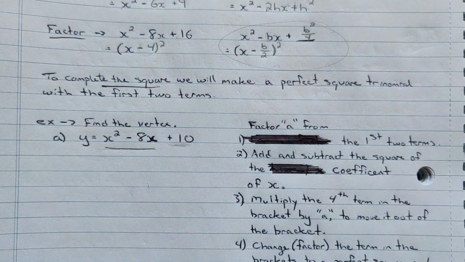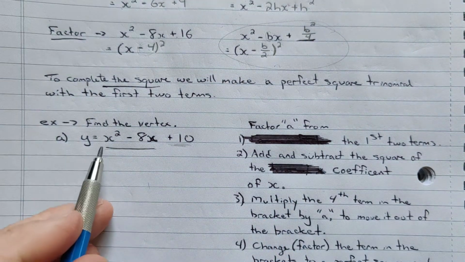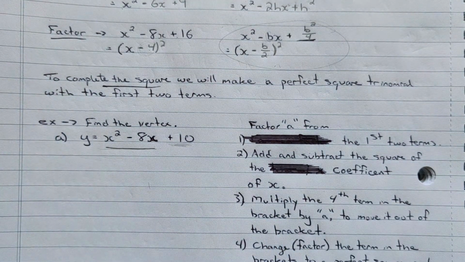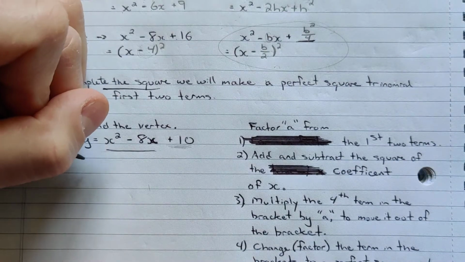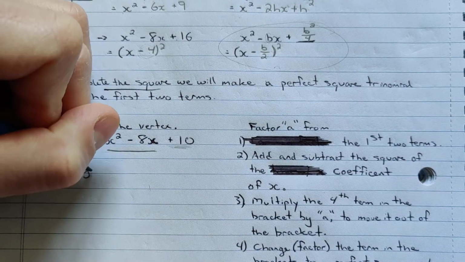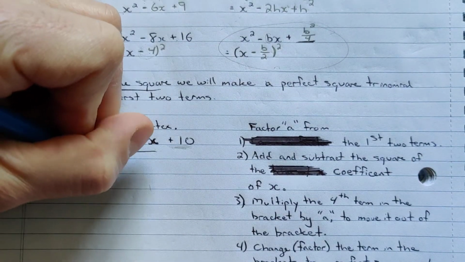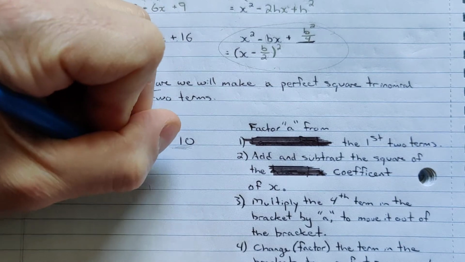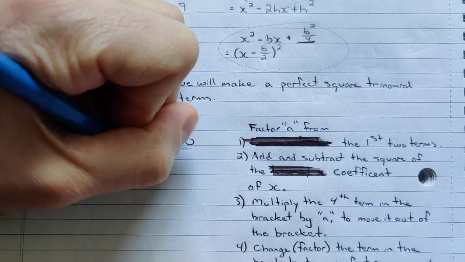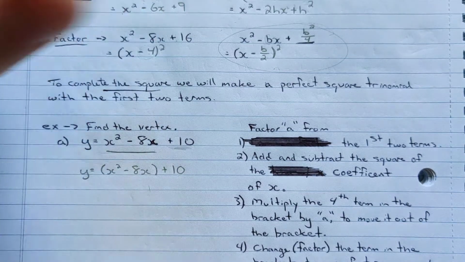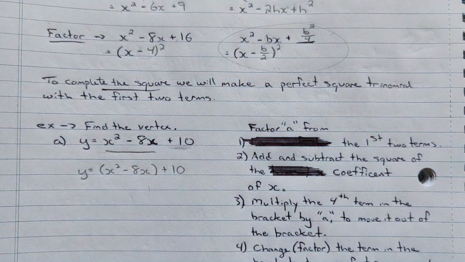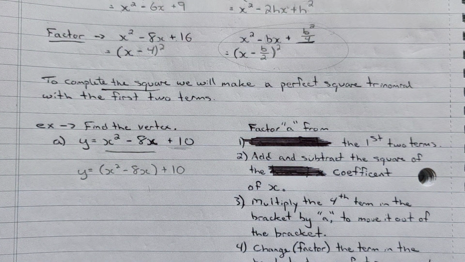These are the steps every time. Factor a from the first two terms. What is a? It's 1. So there's no a to factor out. But what I'm going to do, regardless, is write those first two terms in parentheses, just to give it separation. So we know we're working with the first two terms and putting them in parentheses.